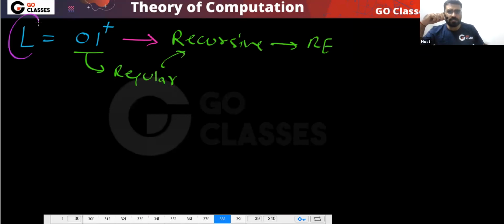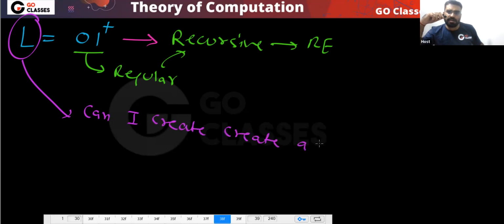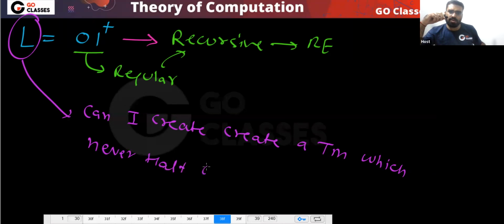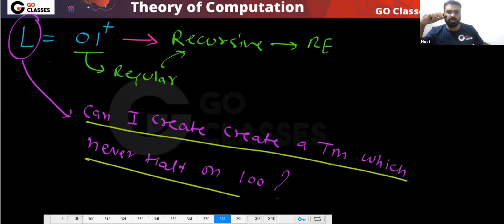Tell me, for this language, can I create a Turing machine which never halts on 100? For this L, can I create a Turing machine which never halts on 100? Can I create this type of Turing machine? Of course you can create. Yes, it can be created.